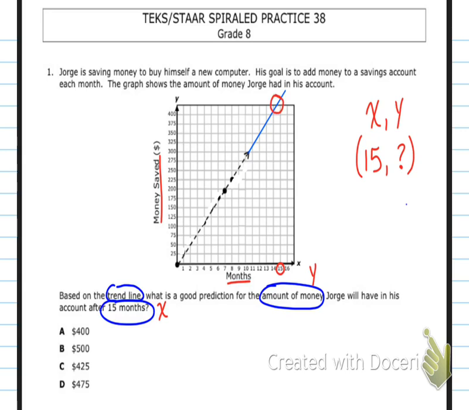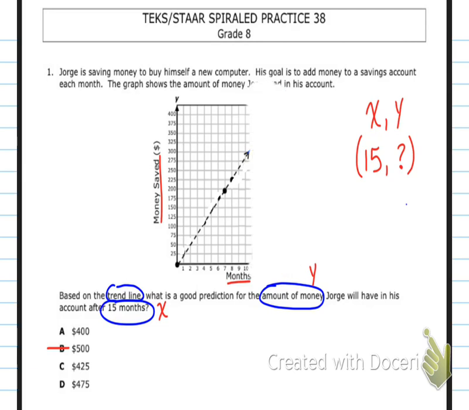Now, the only thing I can tell you is 500 seems too high, so I can get rid of b. The issue is that 400 might be possible, 425 might be possible, maybe pushing it, but 475 is also possible. So notice this way isn't going to be accurate enough because any of those points could be it. So what do I do? Well, let's pretend that we didn't have that part of the graph.